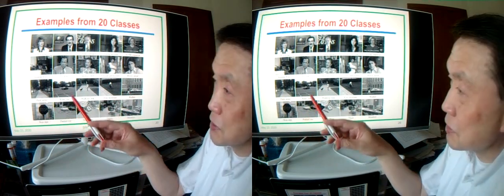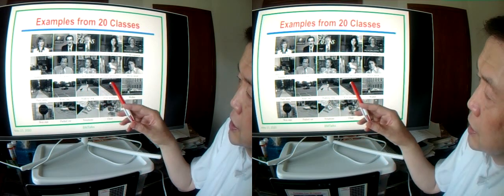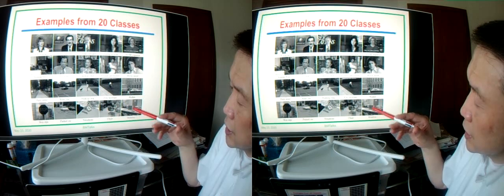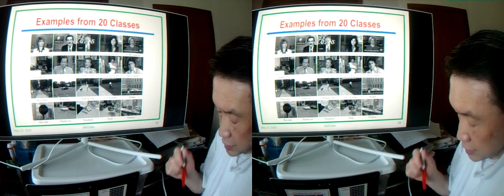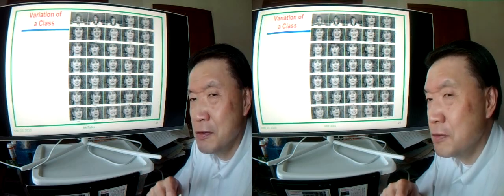I also went to the UIUC campus and took a set of images of walkways, cars, a fire hydrant, traffic signs, cameras, computers, all those things. Now look at how much variation you have. I look at the video, there's so much variation.